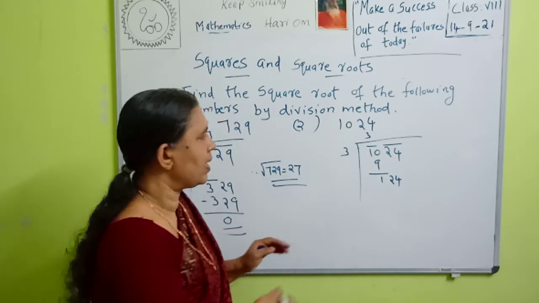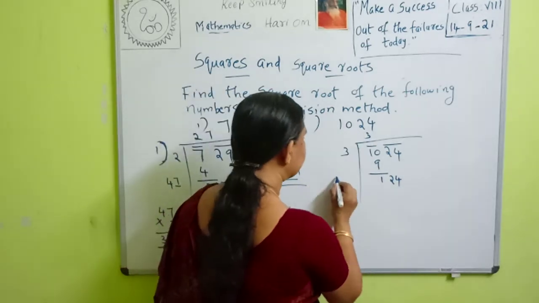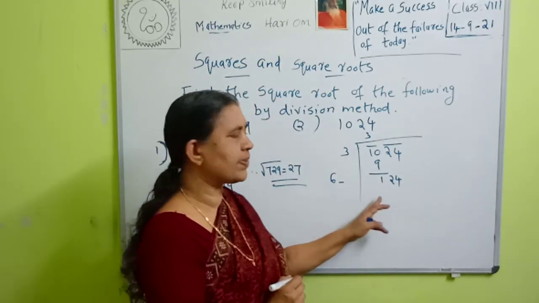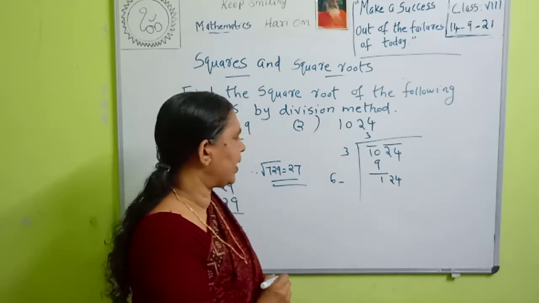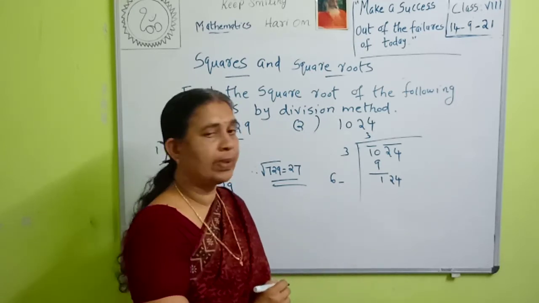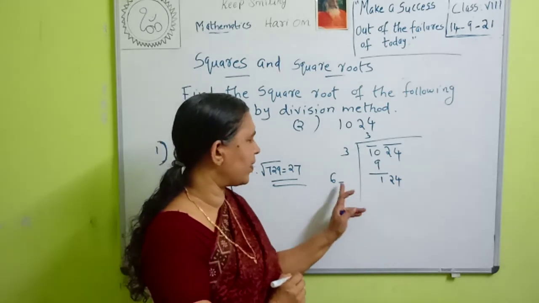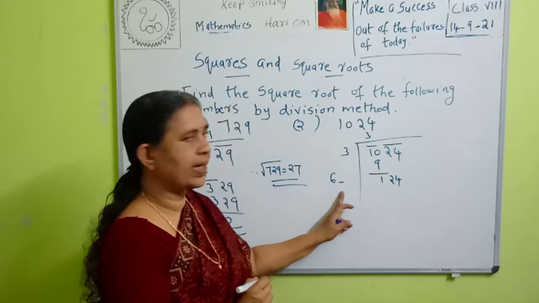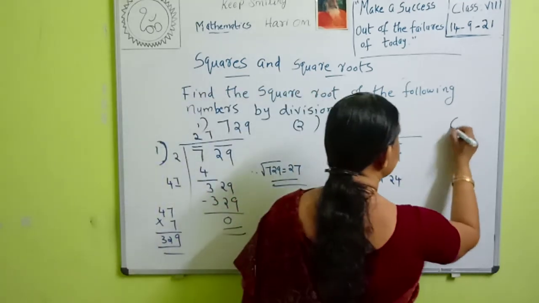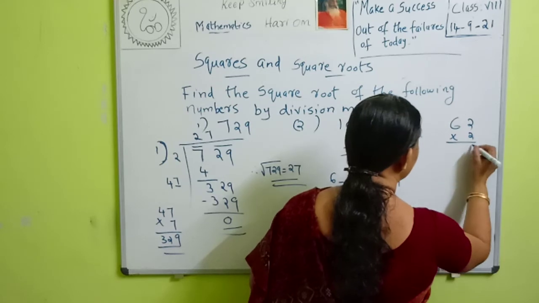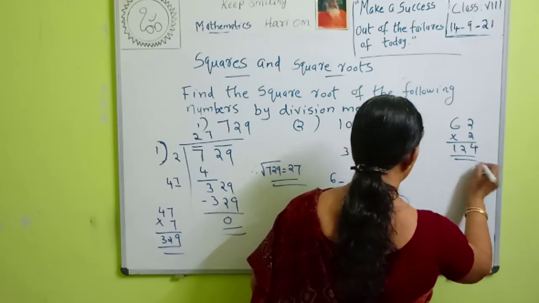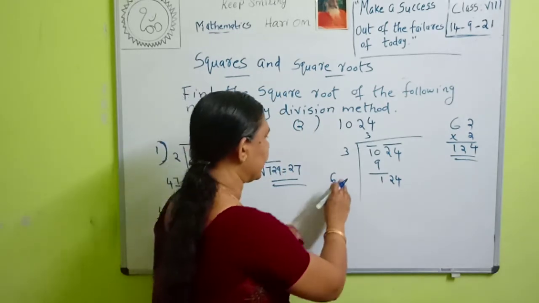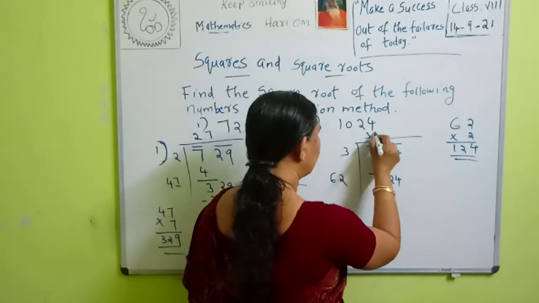We find the double of this 3, which is 6. Then we find a number here which multiplied by itself gives this 124. Can you find a number which multiplied by itself gives this 124? Here it is 4, so we can take 2. 62 into 2. 2 2s are 4, 2 6s are 12. So here if we put 2, then we will get 124. So here we write 2 and here also we write 2.